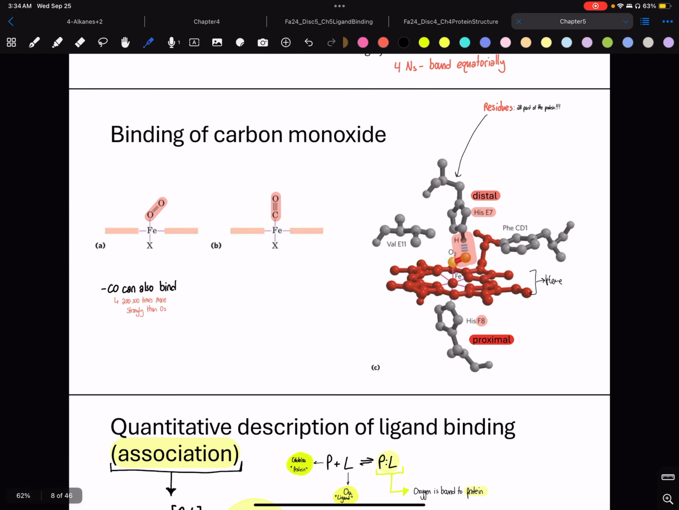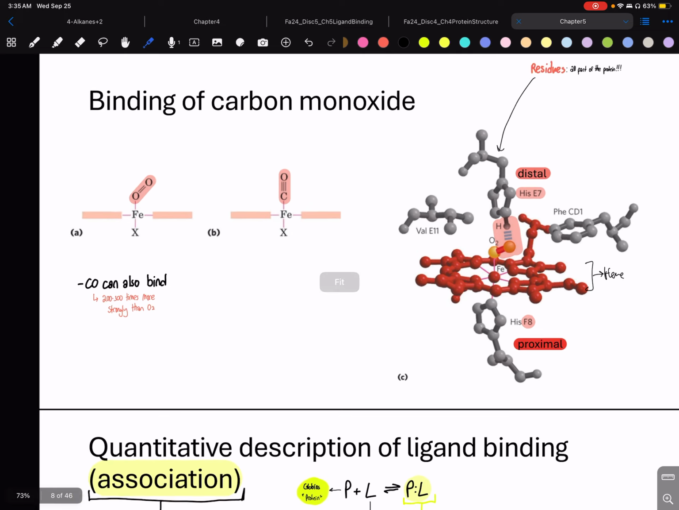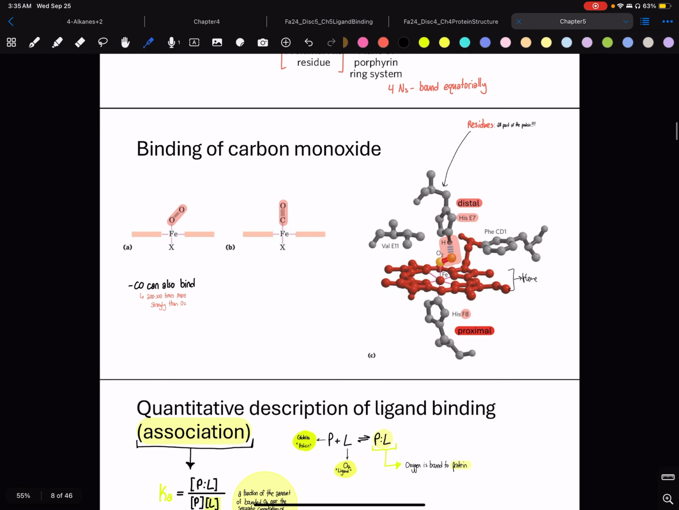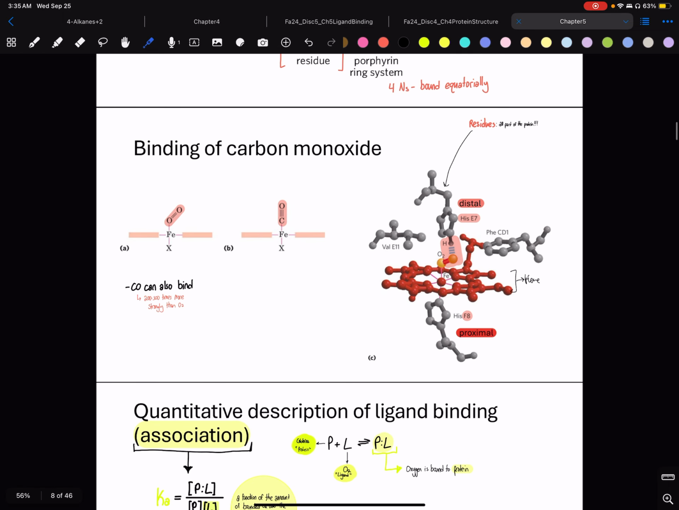So carbon monoxide can also bind to the heme. It is 200 to 300 times more strongly bound than O2, at least the affinity is higher, which is why it's also a good thing that the heme is encased in this protein that can regulate what's getting inside to bind.